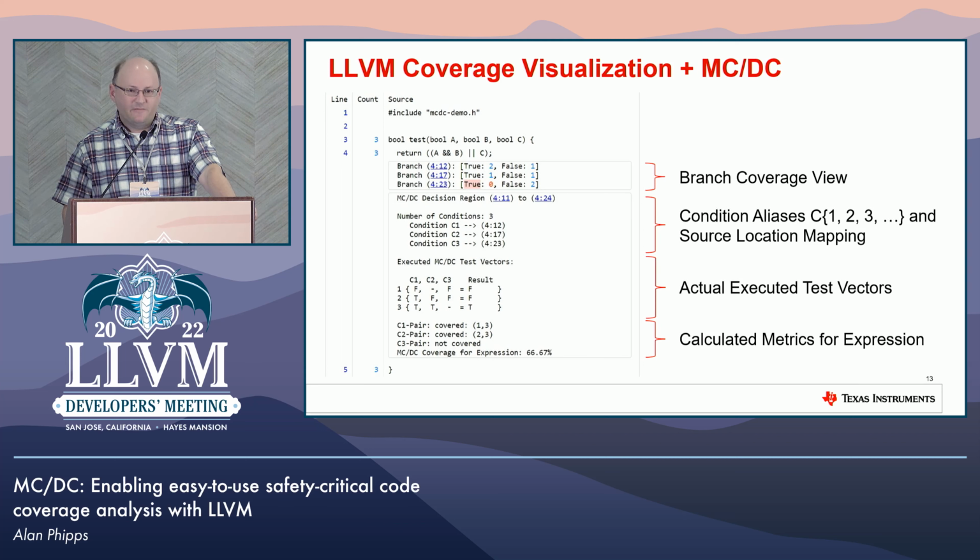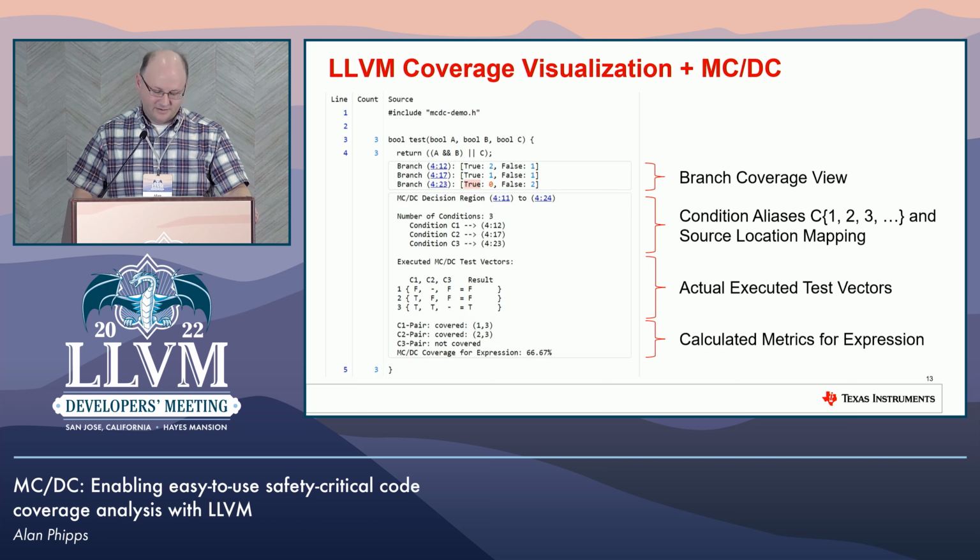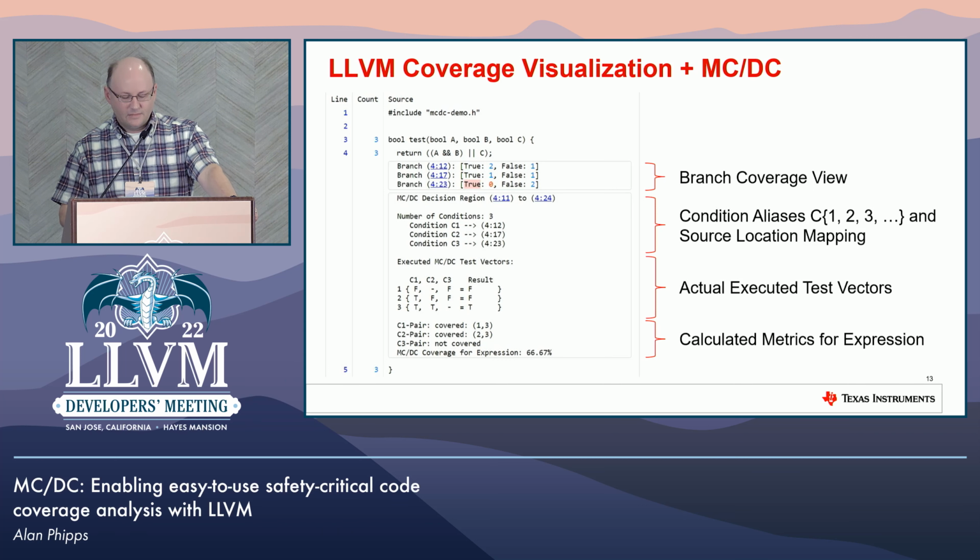Was an independence pair found for each condition or not? And in this case, it only found pairs for conditions 1 and 2. So it's about 2/3 covered.